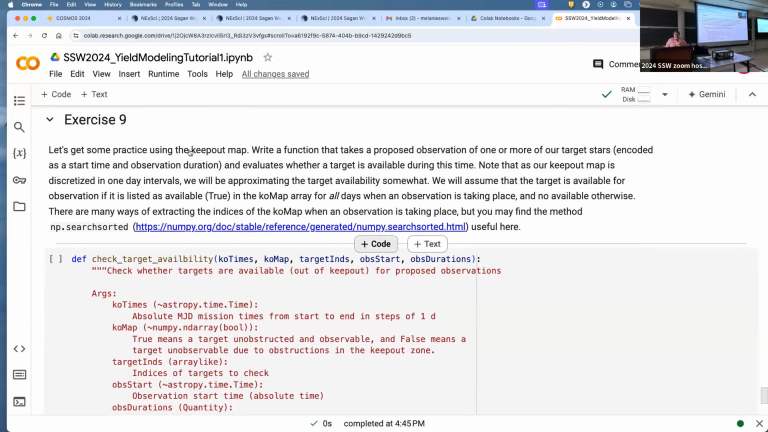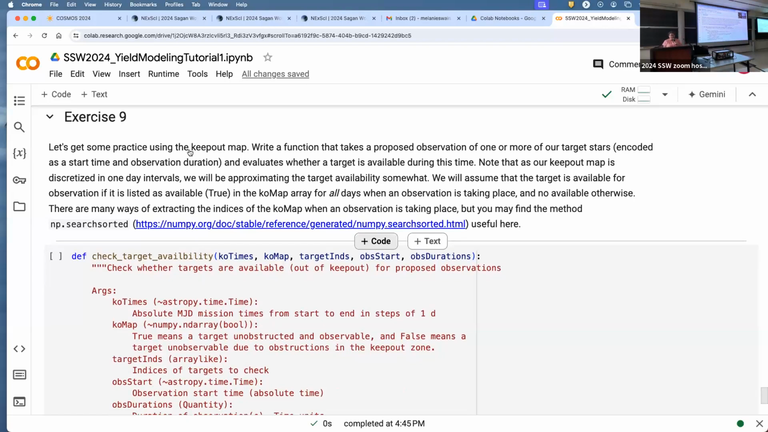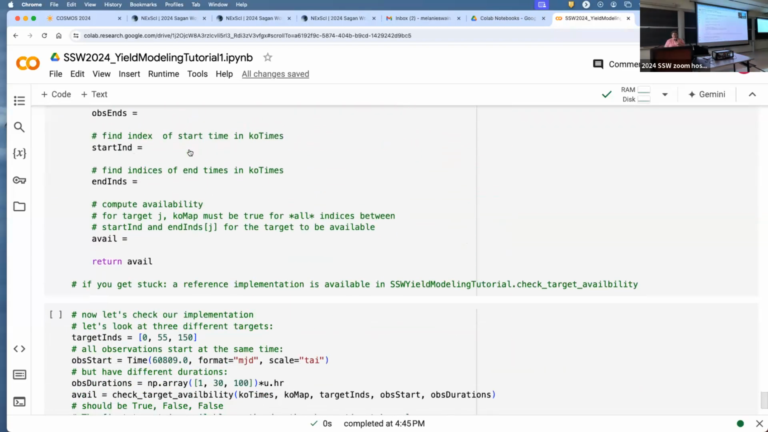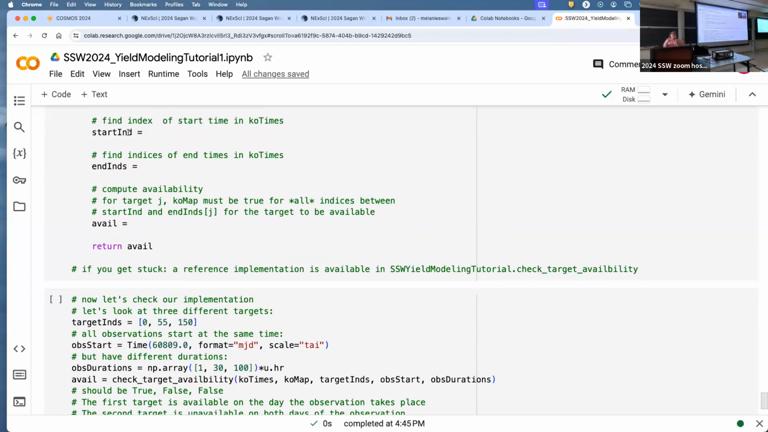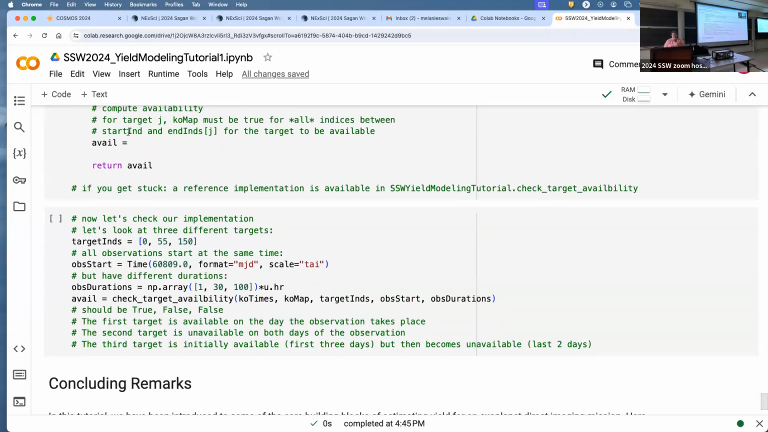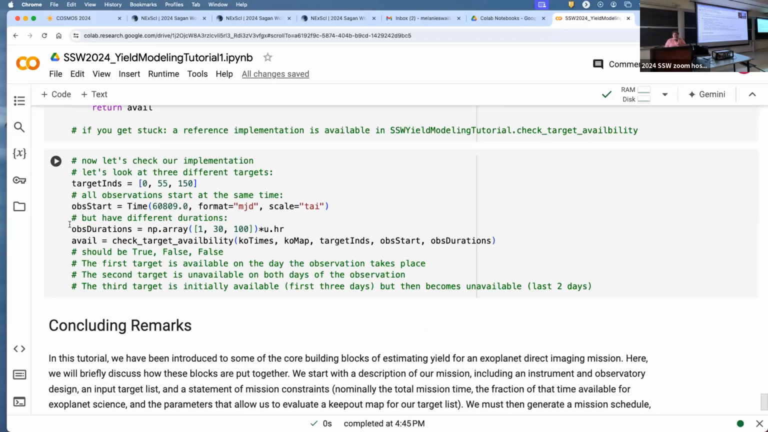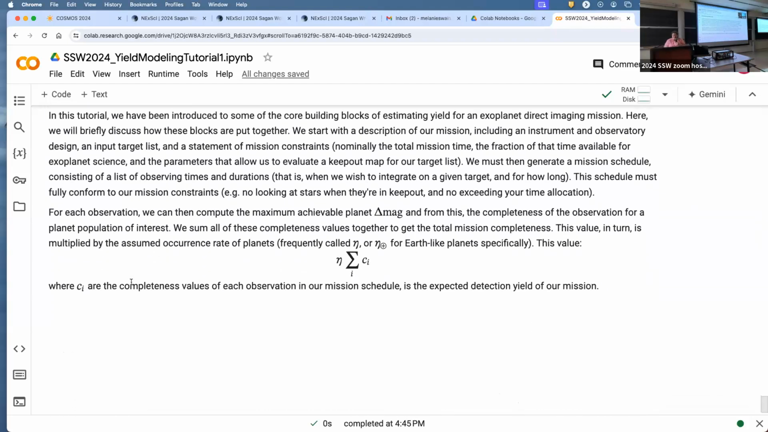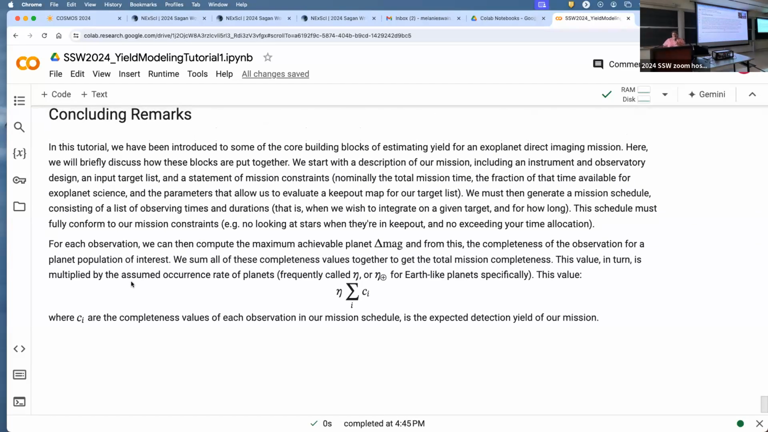All right, so exercise number 9 is how to interact with the keep out map. This is an exercise to check the indices of when your potential observing windows begin and end, and they're cyclical with 1 year. And then there's an opportunity to check that.